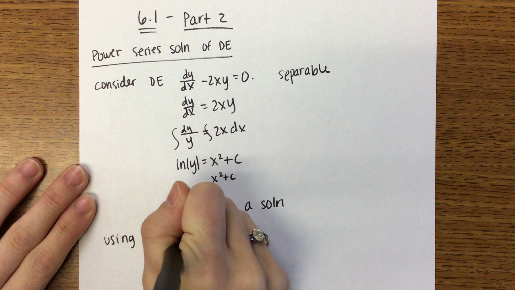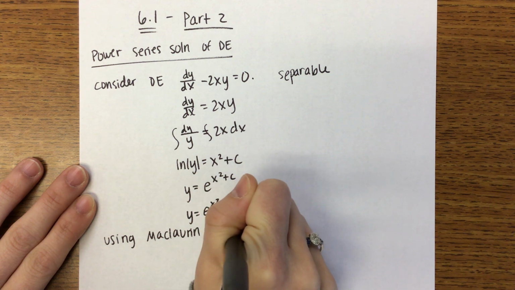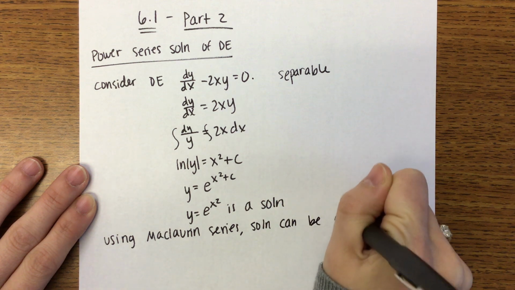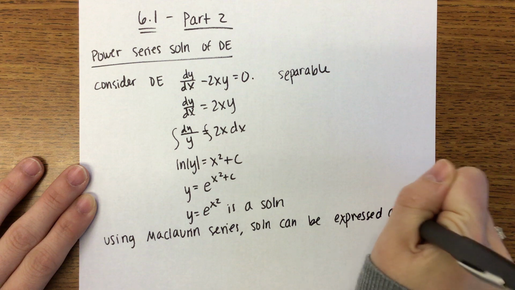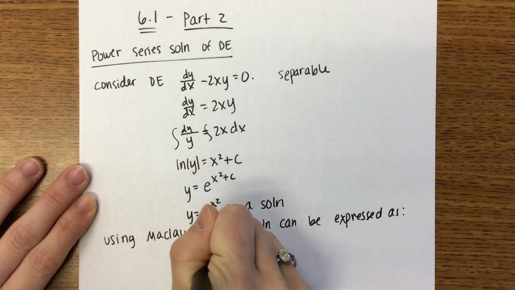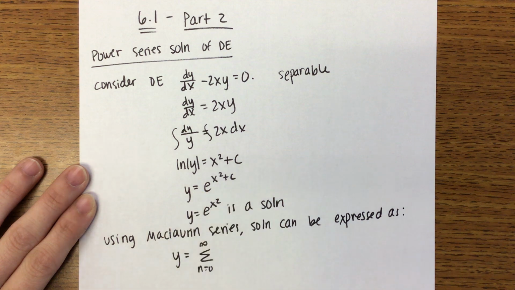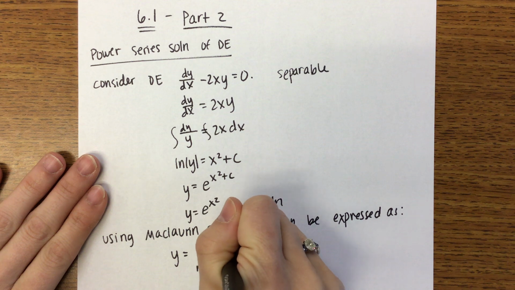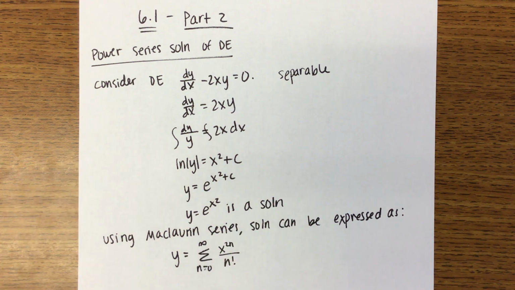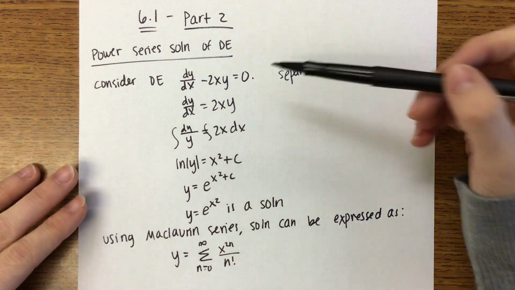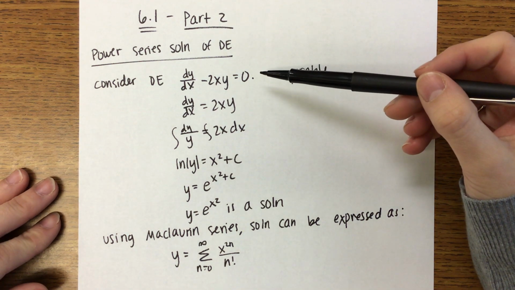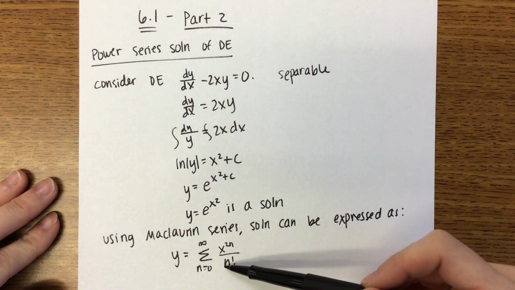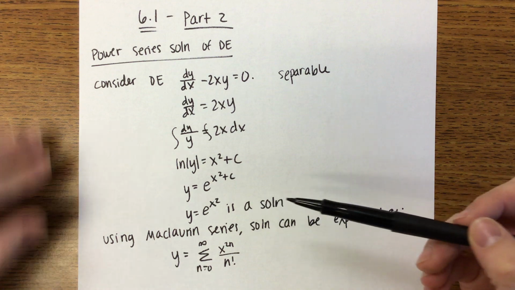So using a Maclaurin series, our solution can be expressed as y is equal to the sum from n equals 0 to infinity. Normally it would be x to the n, but since we have x squared, it's x to the 2n over n factorial. So what we're going to be doing today is we're going to be starting with this differential equation, but we're going to use power series to solve the differential equation. And we're going to end up with a solution like this, which we then sometimes will know what function that is, and sometimes we won't.